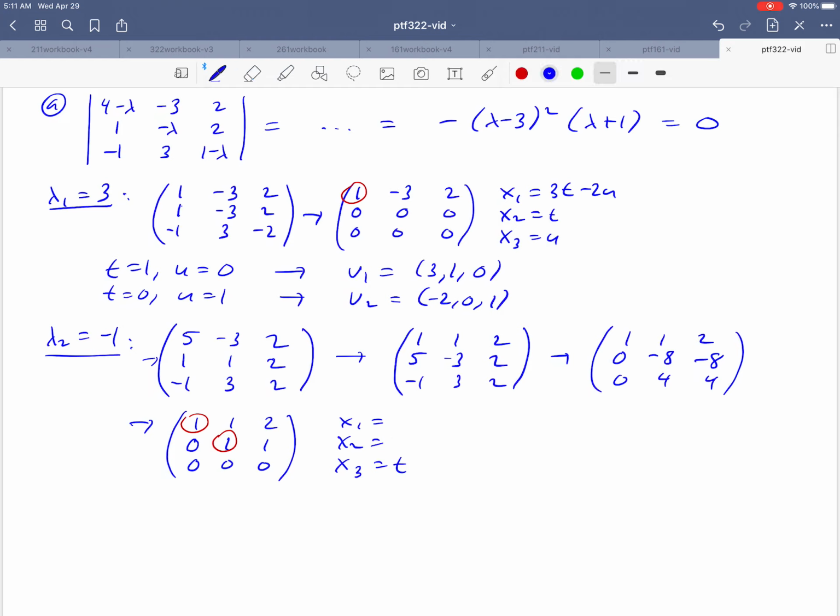Back up. I see I made an algebra mistake. So x2 is actually -t. Okay, and if we back up and do x1 again, that means we're going to get -t minus 2t, which is t minus 2t. That's -t. There we go. Okay, so what do we get for an eigenvector out of that? Well, we can just make t 1. That's simple enough. And we're going to get -1, -1, 1 for that.